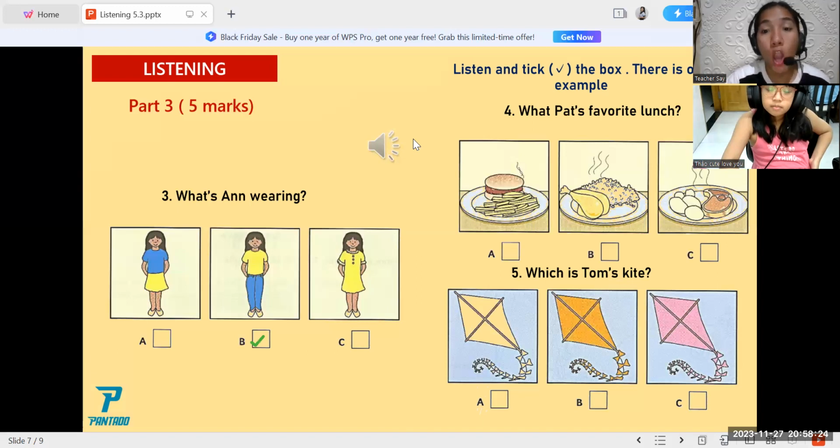Four. What's Pat's favorite lunch? What's your favorite lunch, Pat? Is it burgers and French fries? No, I don't like them. Oh, is it meat and potatoes? No, my favorite lunch is chicken and rice.